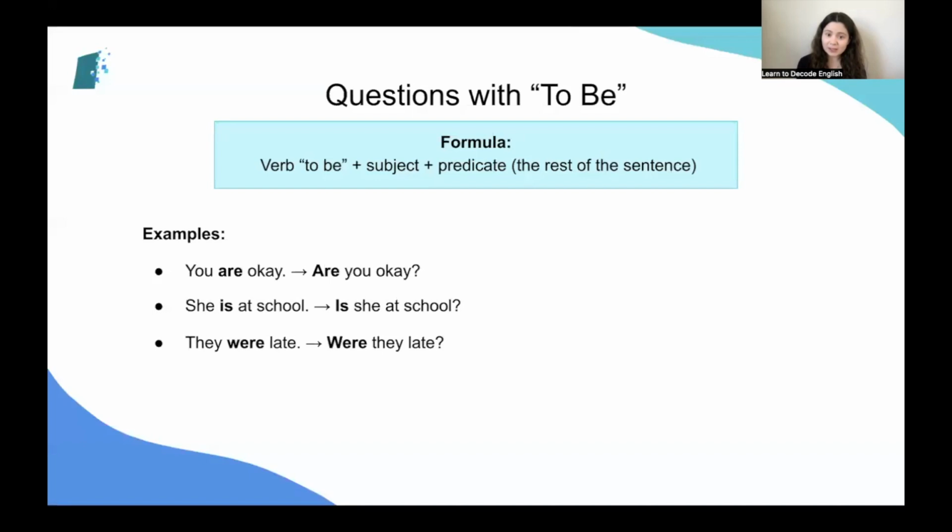You can also see how statements can be changed to questions using the same formula. You are okay. This is our statement. By moving the verb are before the subject you, we can change that statement into a question. Are you okay? The statement she is at school can be changed to a question by moving the word is to the beginning of the sentence. Is she at school? The same thing applies to our last sentence. The sentence they were late can be changed to a question by moving were to the beginning of the sentence. Were they late?